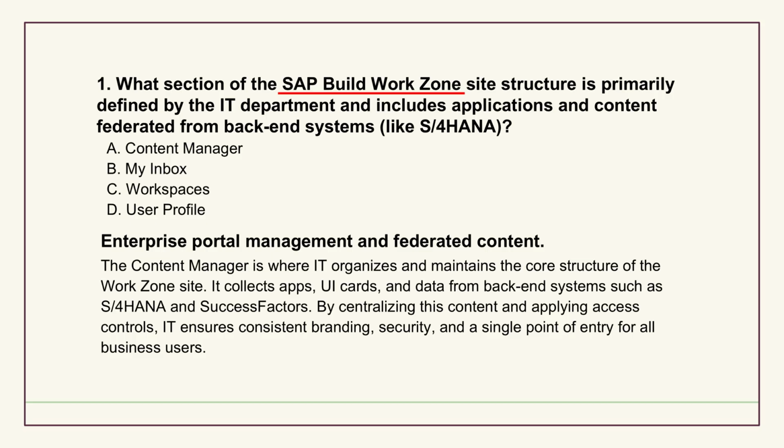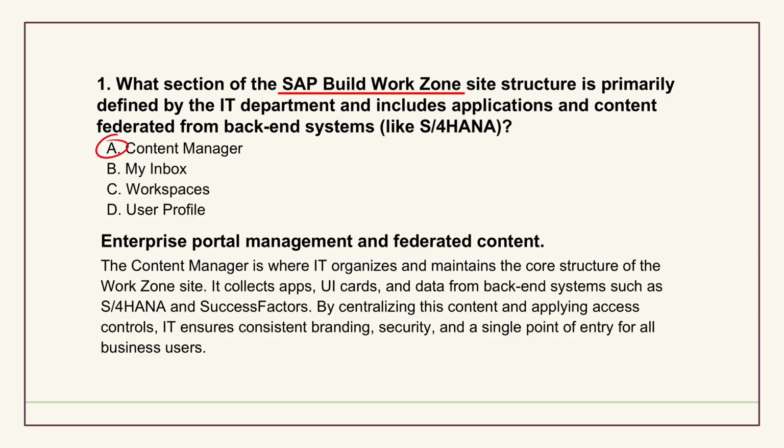Right. So the first challenge is, how does IT keep control over content that might be coming from dozens of different systems? Well, the component that handles that aggregation and the control is the content manager. And this is fundamentally an IT function. They define what resources are available. Okay, but why is it so crucial that IT defines this central catalog? Why can't, say, the marketing department just link their own apps? Because the content manager, it's really the gatekeeper against what we used to call shadow IT.